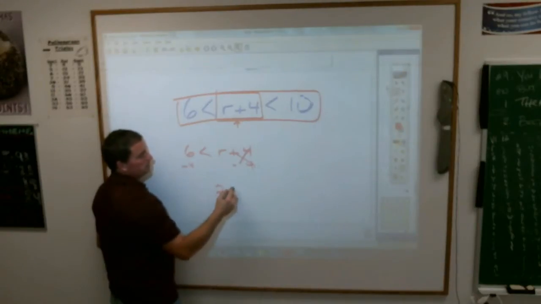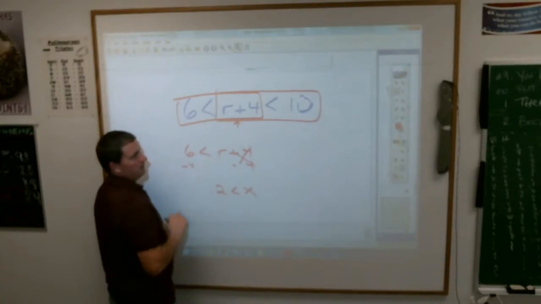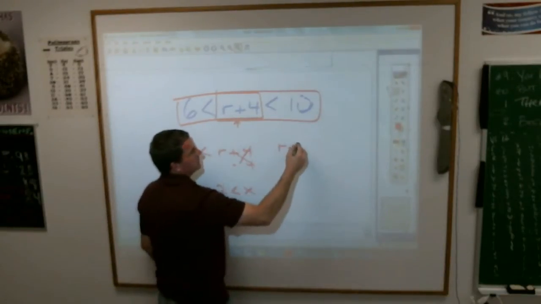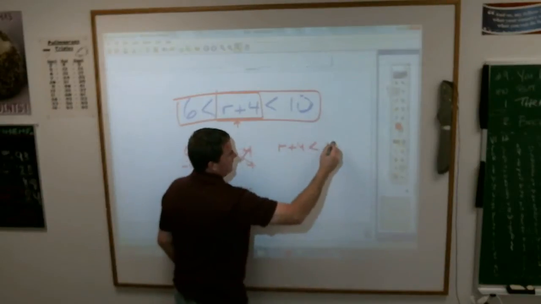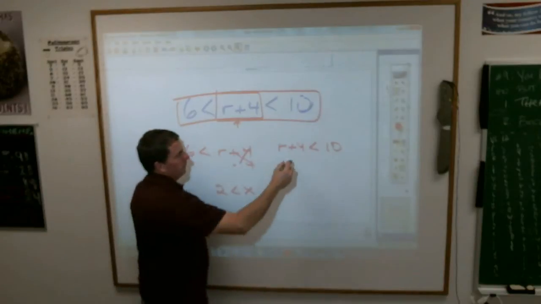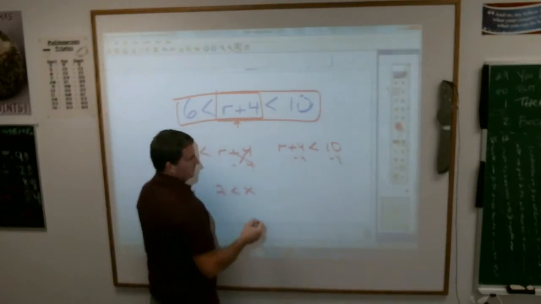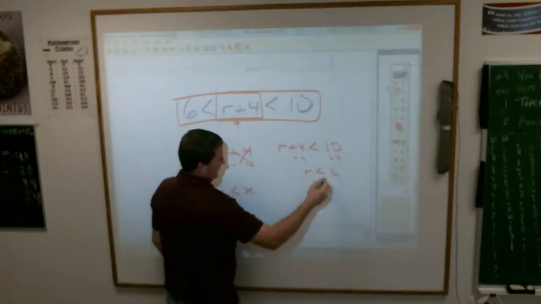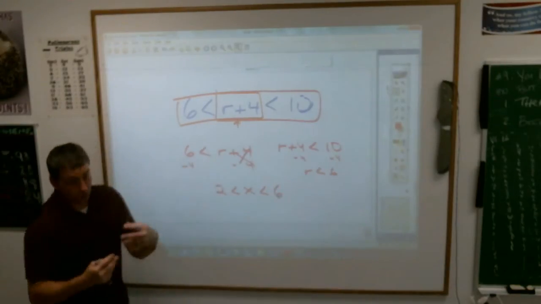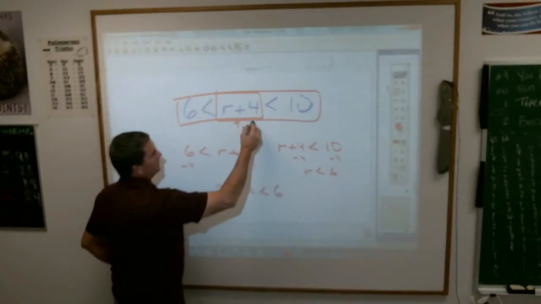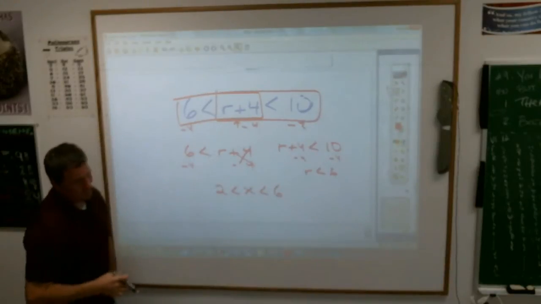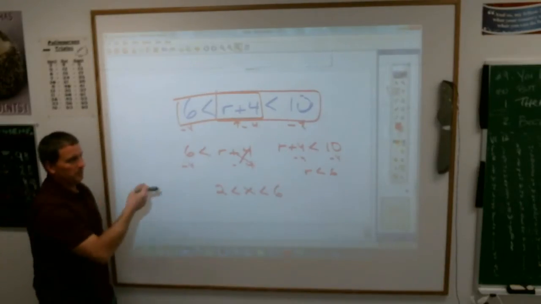Now my r is by itself with this part. I get 2 is less than r. But I have to do that same thing for the right side too. I have to make it r plus 4 is less than or equal to 10. How do I solve that side? Subtract 4 as well, same thing I did on the other side. So now I end up with r is less than or equal to 6. Now, if you can keep track in your head, could you just subtract 4 from both like this right away? Yes, you could have, and it would have worked out just the same.